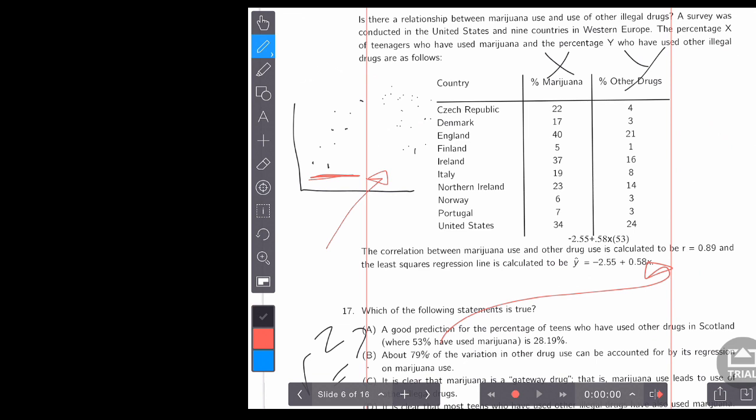B is the right calculation. You do get 79% when you square 0.89 for R. So B is the right answer. I didn't even look at the other ones. 41 is not out of range. 53 is pretty far out of range. And you know how you know 53 is pretty far? Because B is the right answer. So because B is the right answer, A is not going to be the right answer.